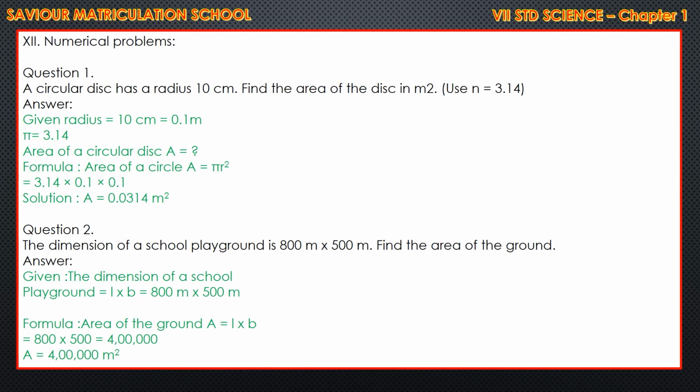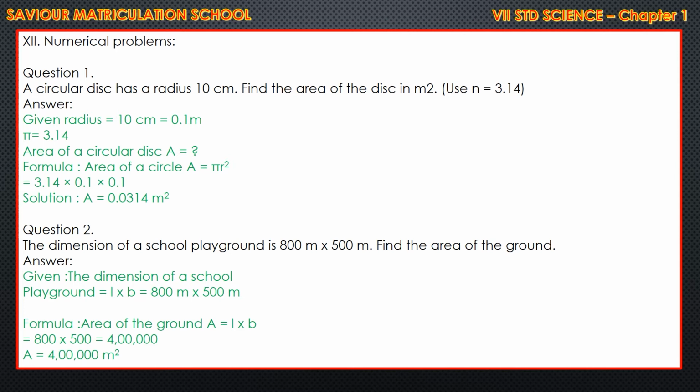A circular disc has a radius 10 centimeters. Find the area of the disc in square meters. So the given radius here is 10 centimeter, children, or else it can be written as 0.1 meter. So 10 centimeters is equal to 0.1 meter. And the value of pi is 3.14.